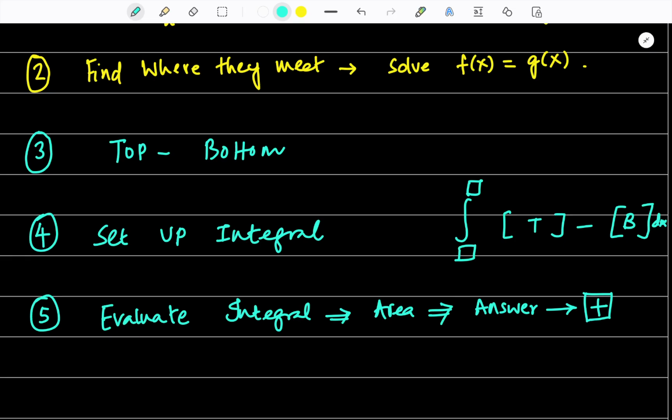Suppose you are getting a negative answer. It means you made a mistake in this place: bottom minus top. So if you are getting a negative answer, just interchange the curves and try to get a positive answer.